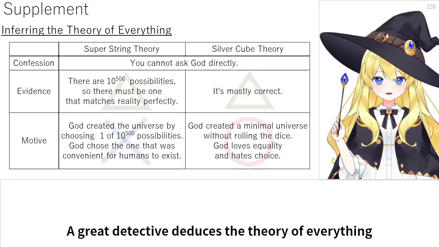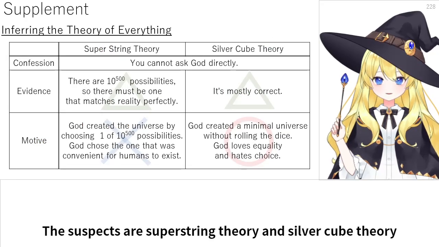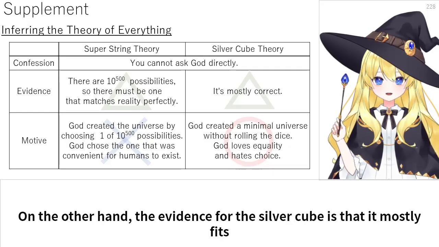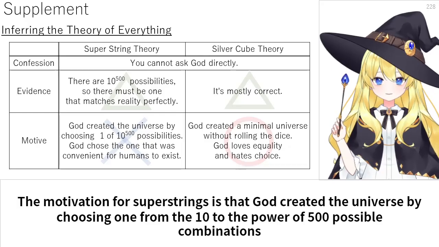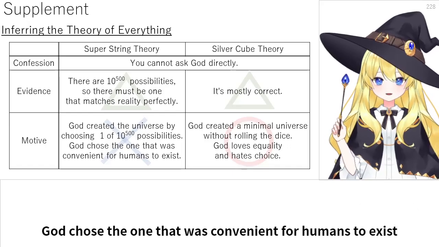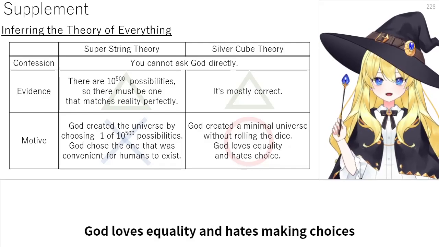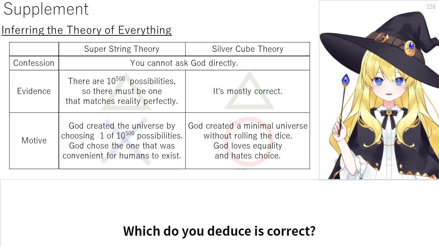A great detective deduces the theory of everything. The suspects are superstring theory and silver cube theory. Since there are 10 to the power of 500 possible superstrings, there must be some that fit reality perfectly. On the other hand, the evidence for the silver cube is that it mostly fits. The motivation for superstrings is that God created the universe by choosing one from the 10 to the power of 500 possible combinations. God chose the one that was convenient for humans to exist. The motivation for the silver cube is that God created the minimum possible universe without rolling dice. God loves equality and hates making choices. Which do you deduce is correct?